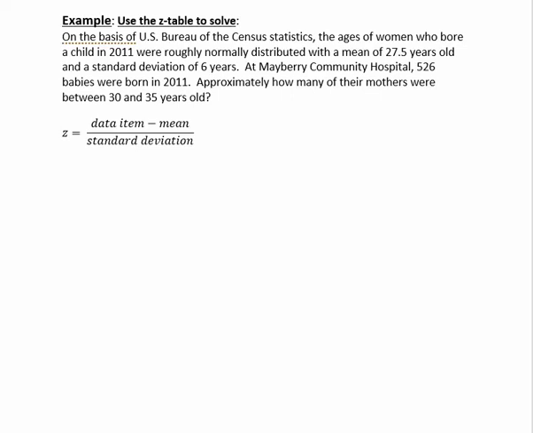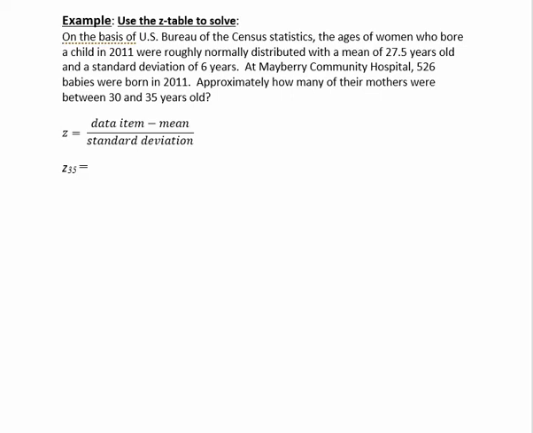To use the z-table, we'll need to use the z formula, data item minus mean divided by standard deviation. And this time we're going to need to use that formula twice because the question refers to two different data items, 30 and 35 years old. We want the number of mothers between those two items, so we'll need to find a z-score for each of them. Let's start with the z-score for 35 years old.